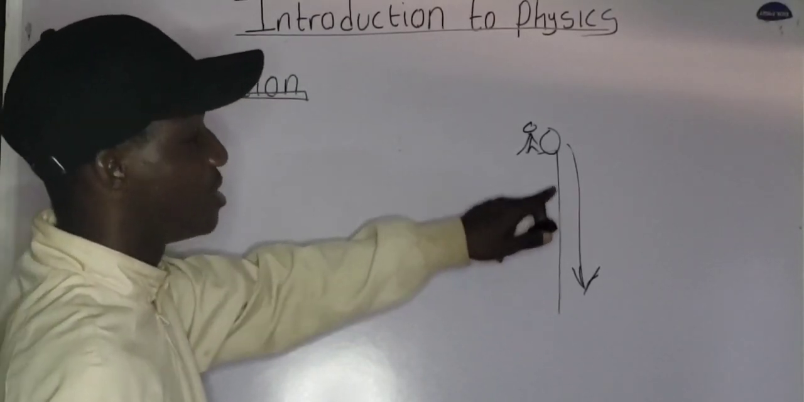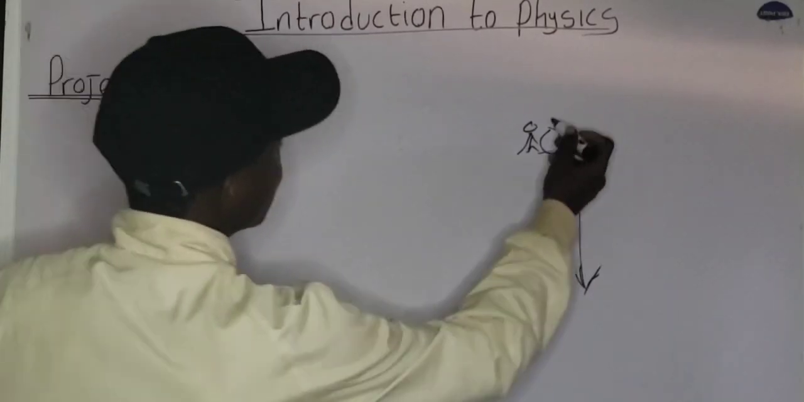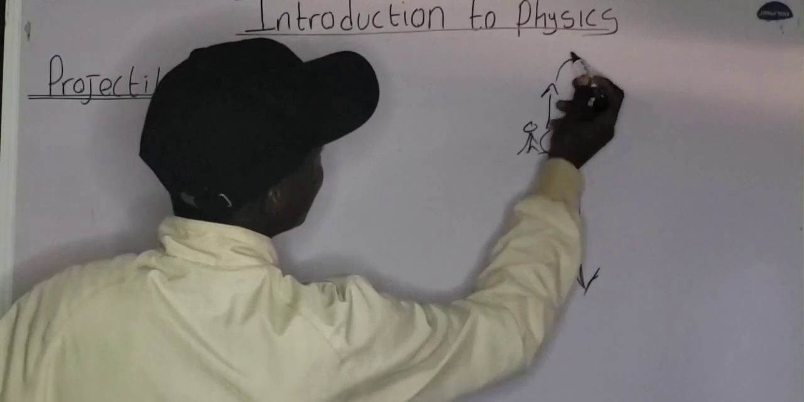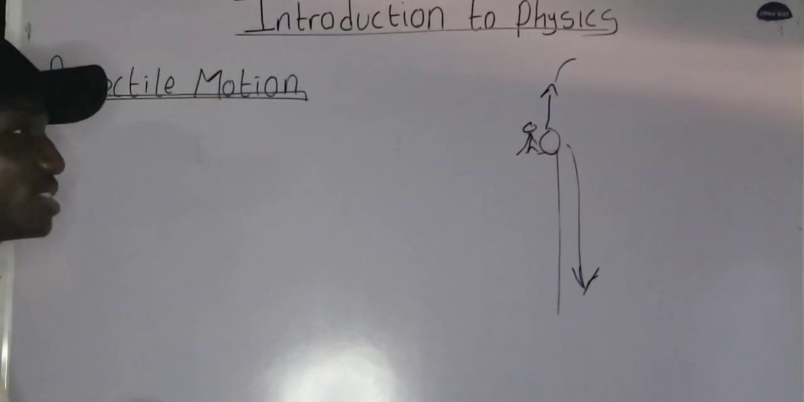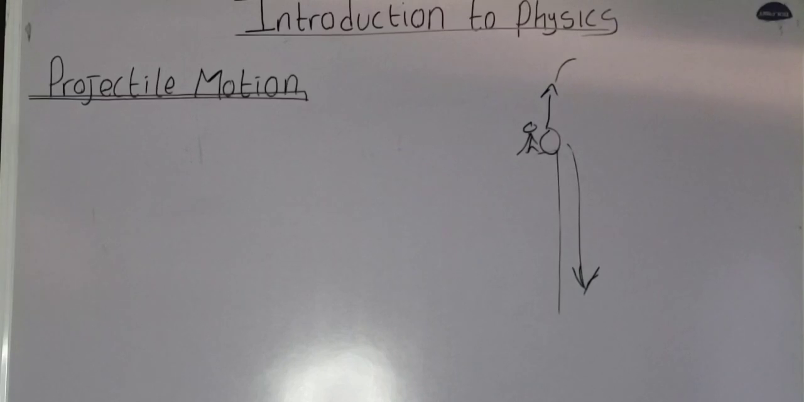That is, the ball acts under the influence of gravity. Another example is when the ball is thrown up. It acts under the influence of gravity. It is the gravitational force that enables the ball to come down. So that is what projectile motion is all about.